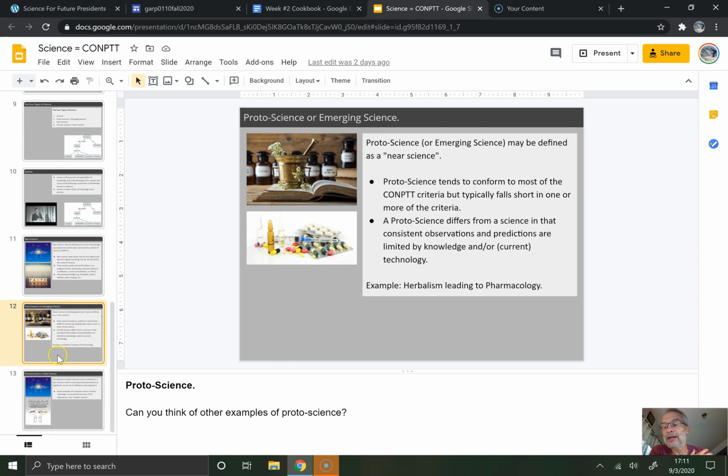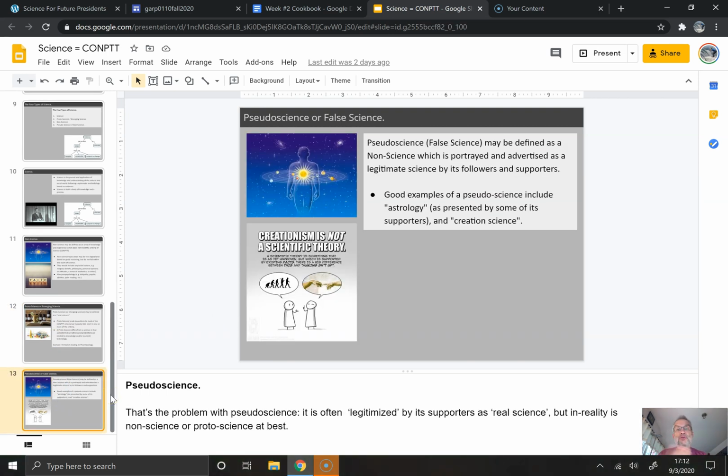And then we have finally pseudoscience, false science, right? That is non-science, but it is portrayed, advertised, and promoted by its supporters as legitimate science. And that's where it gets a little bit tricky. Nothing wrong with non-science. It's just let's keep non-science and not confuse it with actual science, because then it becomes a pseudoscience. Astrology is a perfect example, right? And there are many other examples of that. So that's what I wanted to quickly emphasize for you.